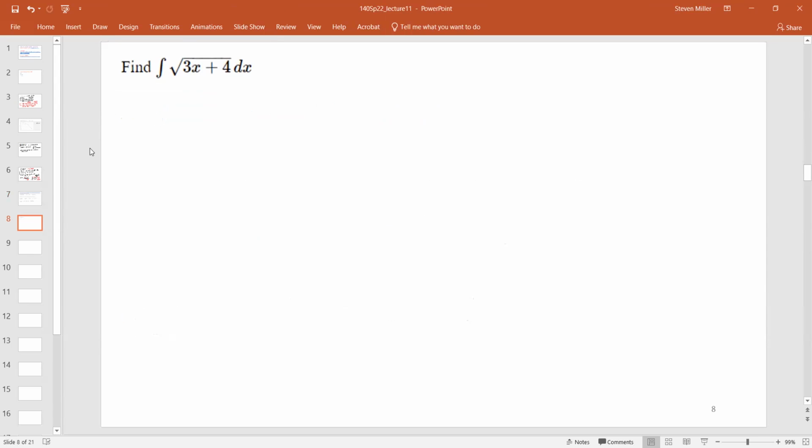Let's find this integral. We need to figure out what kind of change of variables to do. So what would you try to guess for the u substitution? What would you try for u? Yeah, let's try u, and let's make this go from 0 to 8. So let's try u equals 3x plus 4. x goes from 0 to 8. So what does u go from? When x is 0, what is u? 4. And when x is 8, what is u? 28.